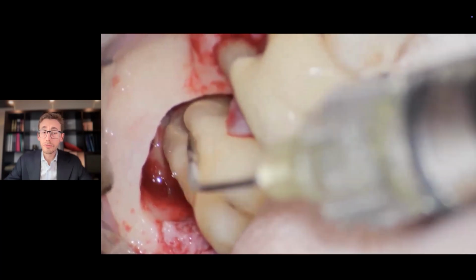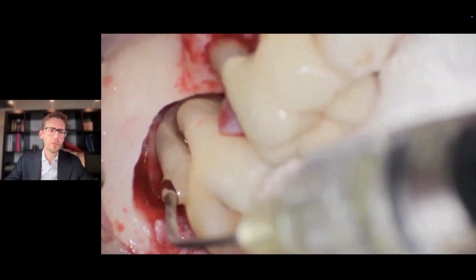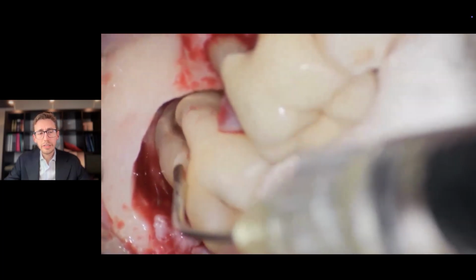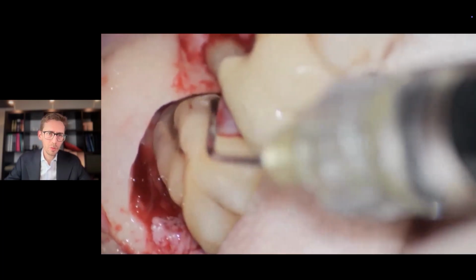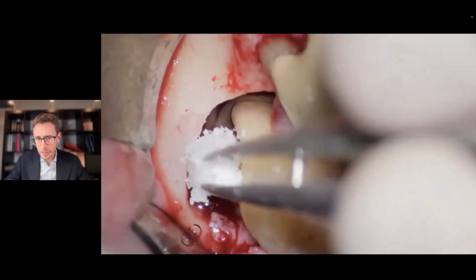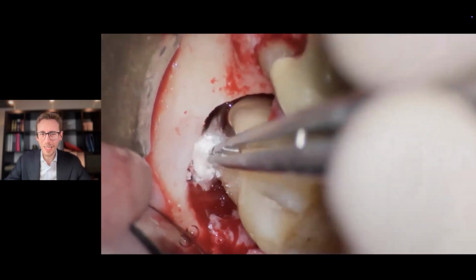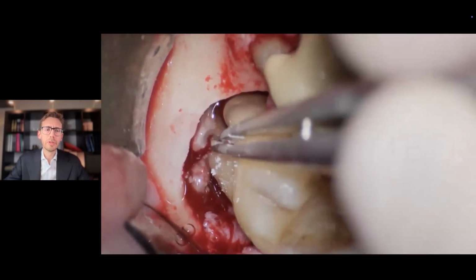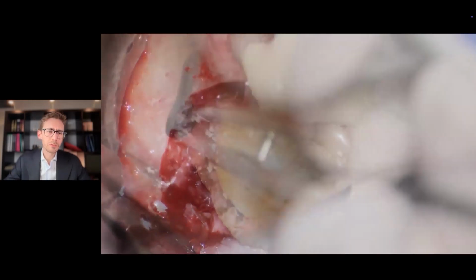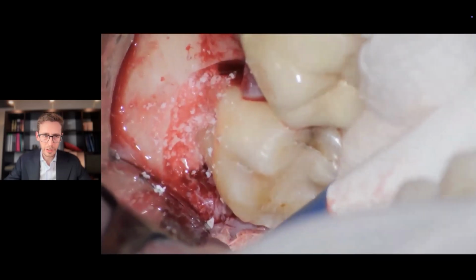So you see the application of the very first layer, both on top of the root surface and on top of the bony walls of the defect. We are then filling the defect with Bio-Oss collagen in order to reconstruct the intrabony component. Of course, we have a very contentive defect, but we have a very wide defect, both mesiodistally and buccolingually. So we need a bone replacement graft to avoid the collapse of the soft tissue inside the defect.